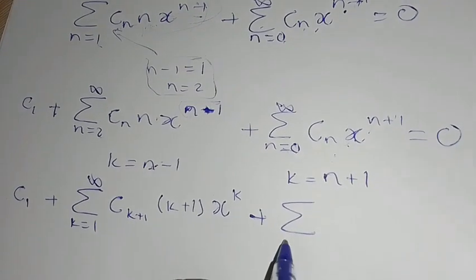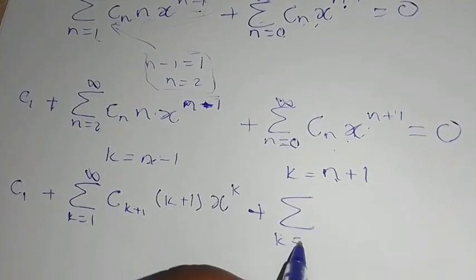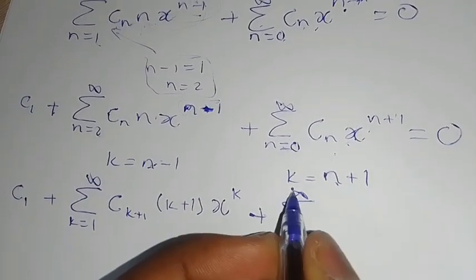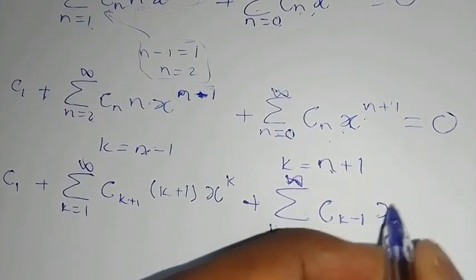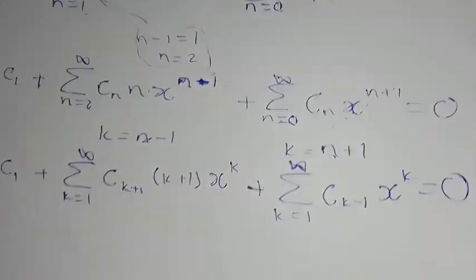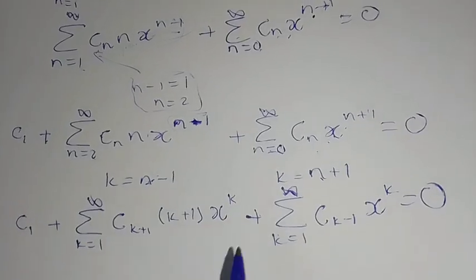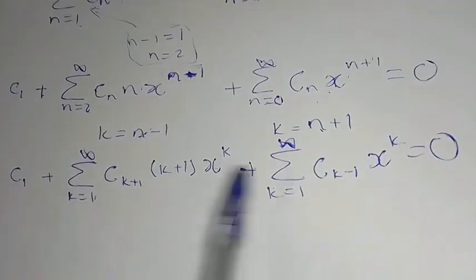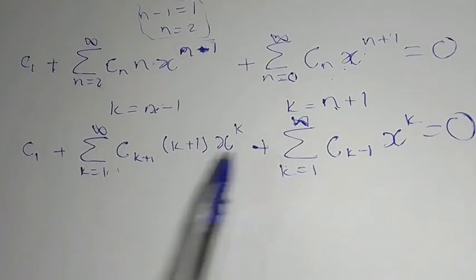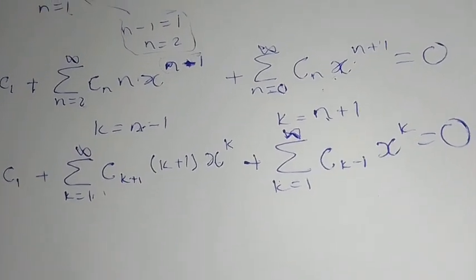Plus the summation, plug in 0 here, k starts from 1 all the way to infinity, and you have c, and this time it will be k minus 1, x to the power of k. So you have something like this. So now, when you have something like this, what you want to confirm, if you're correct, is that your k values should be the same for both series, which in this case it is the same.